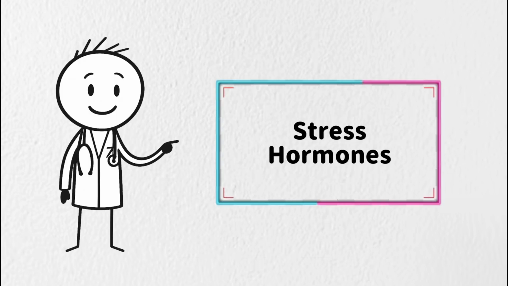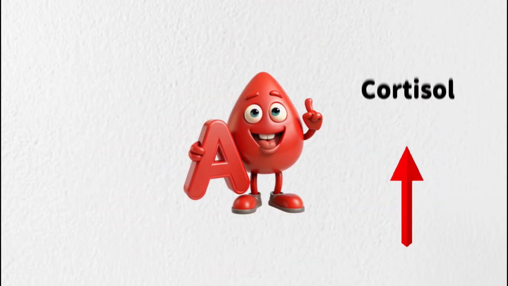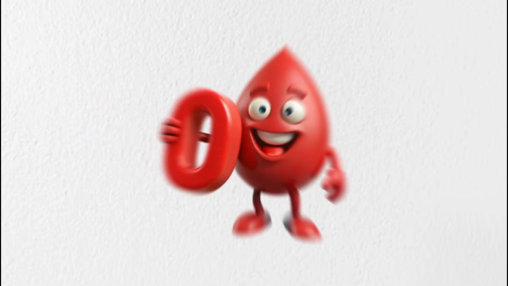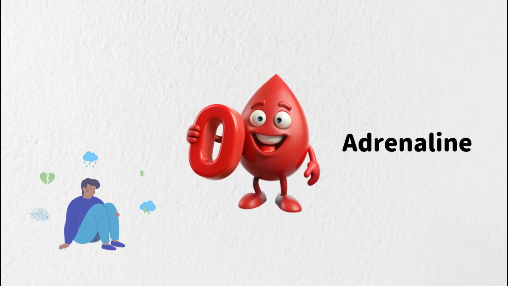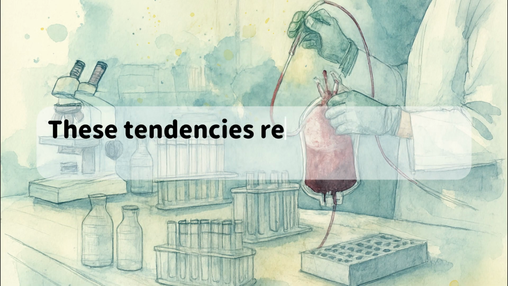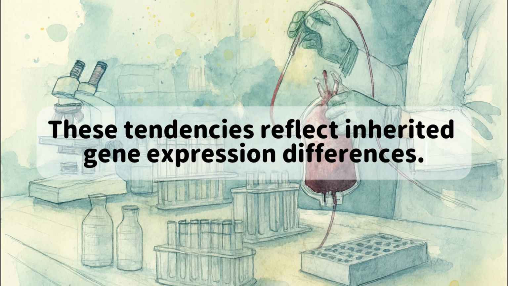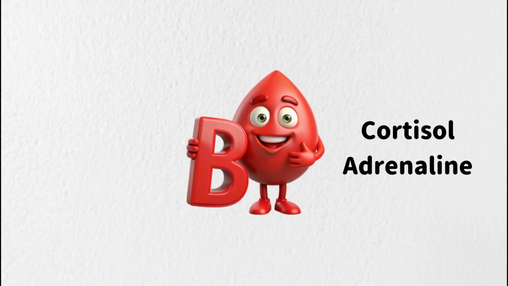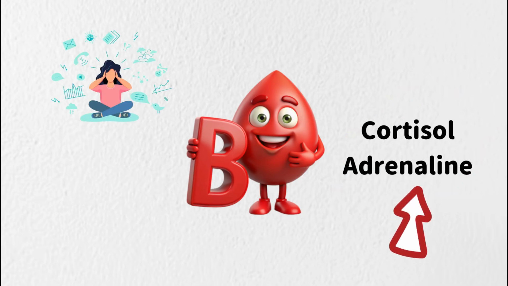Stress hormones. Type A often produces higher cortisol in chronic stress. Type O releases more adrenaline in acute stress. These tendencies reflect inherited gene expression differences. Blood type B shows moderate levels of both, which may aid quick recovery after pressure.